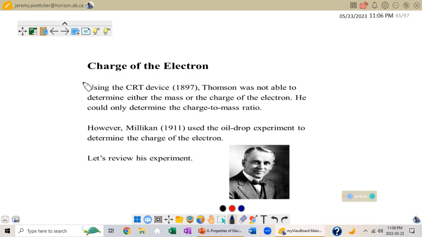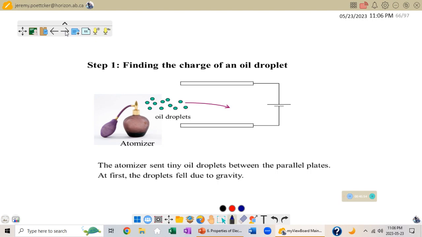Using his cathode ray tube, Thomson was not able to determine either the mass or the charge of the electron. He could get the charge to mass ratio. Millikan, 1911, used the oil drop experiment to determine the charge of the electron. Reviewing his experiments, we've got oil droplets, right? We find the charge of an oil droplet. At first, they fell due to gravity.